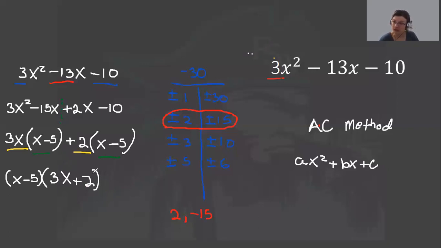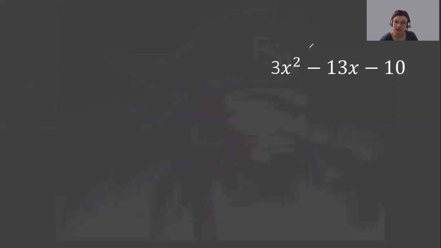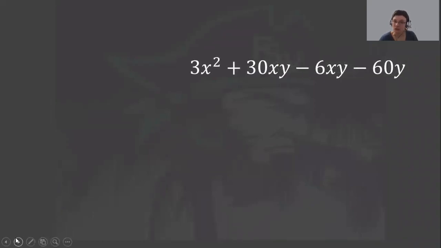So the AC method's not too bad. I recommend using this approach anytime the coefficient of your first term is not 1. Now let's go ahead and look at our final method. In this method, we're going to use what's called factor by grouping. I recommend this approach anytime you have 4 terms like you see here.